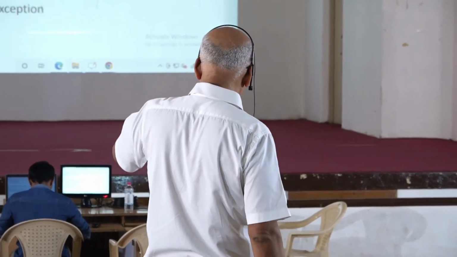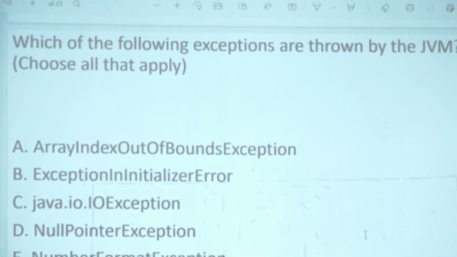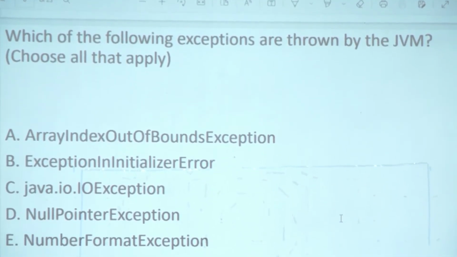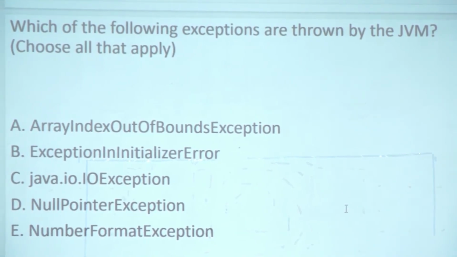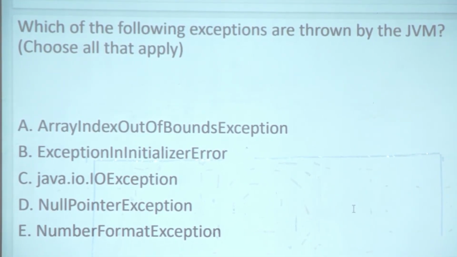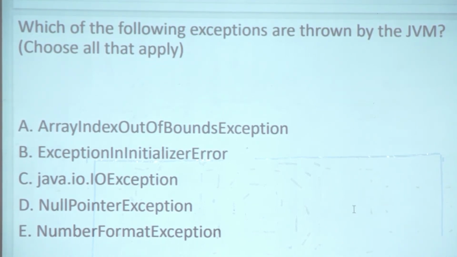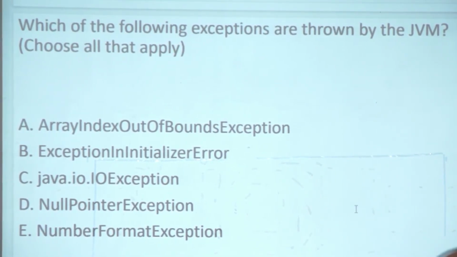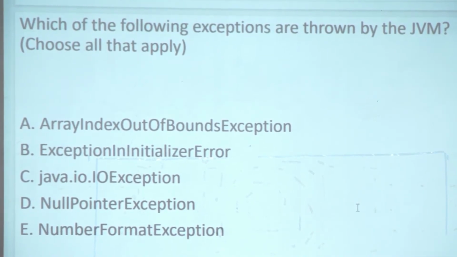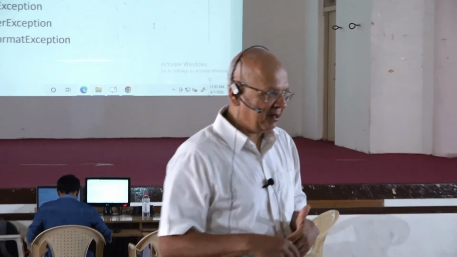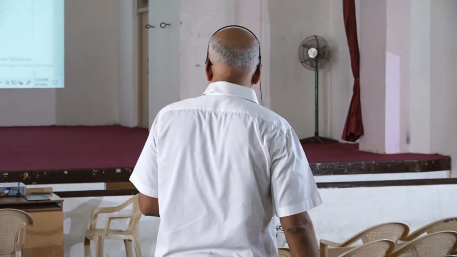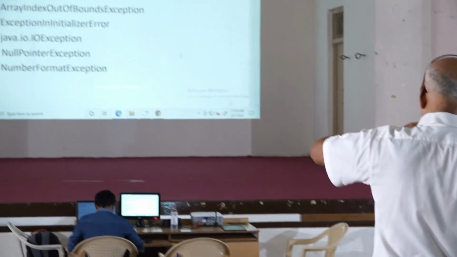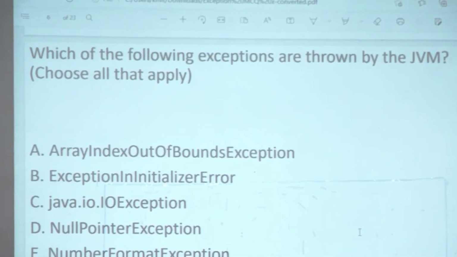So directly connected with the OS, what are the exceptions? For example, ArrayIndexOutOfBounds is an exception which comes from the OS because of the memory. Memory is managed by the operating system. So it's a memory related error, so it will come from the OS. So it will be a JVM exception. Then if you see ExceptionInInitializer, that is the exception which comes if the JVM itself is refusing to start. Again, it's an OS level exception. So it's a JVM exception, not a higher level exception. So ArrayIndexOutOfBounds probably is an answer. ExceptionInInitializer is an answer.